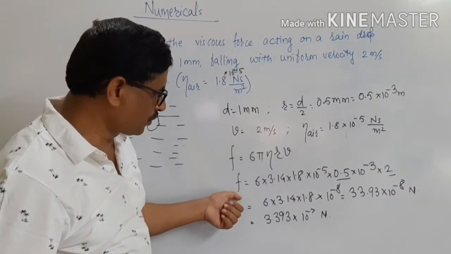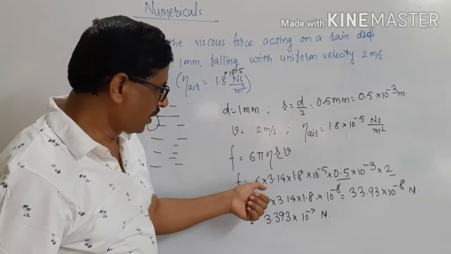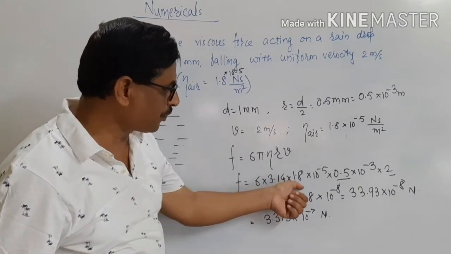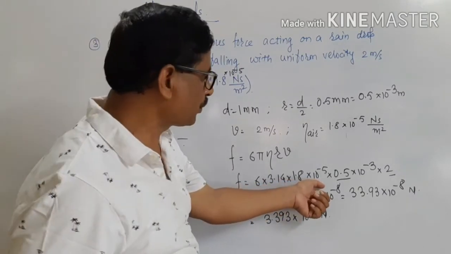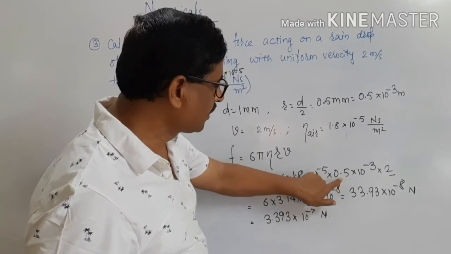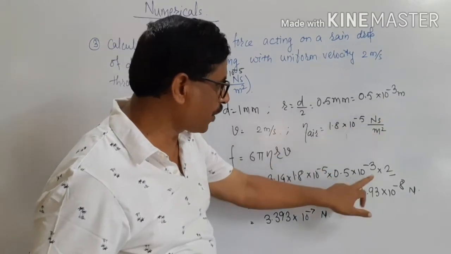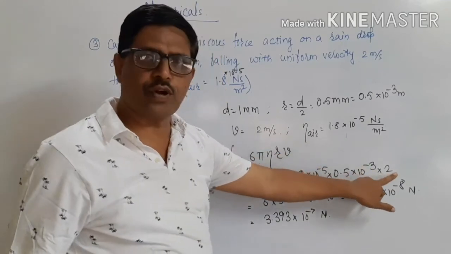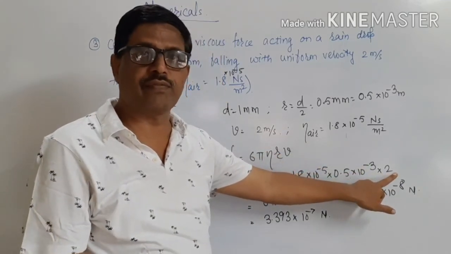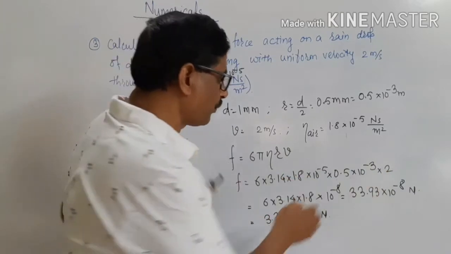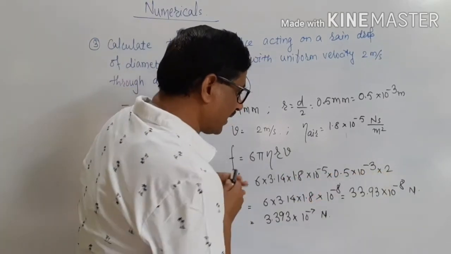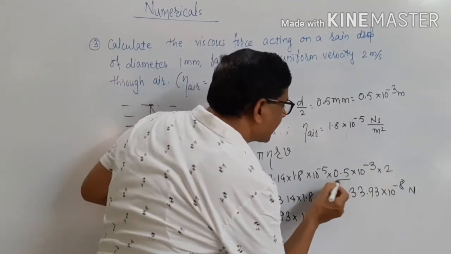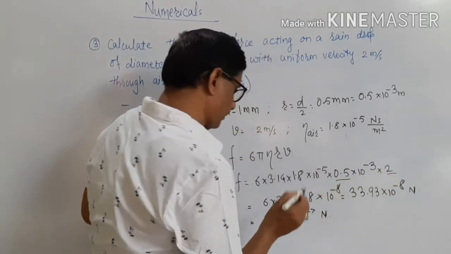Here F is equal to 6 into 3.14 into 1.8 into 10 to the power minus 5. The radius we have taken here as 0.5 into 10 to the power of minus 3 into 2. Actually 0.5 is nothing but 1 by 2. 1 by 2 into 2, or 0.5 into 2, is 1. Therefore, immediately I will take this 0.5 into 2 as 1.